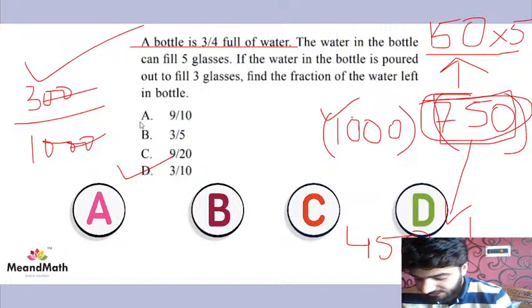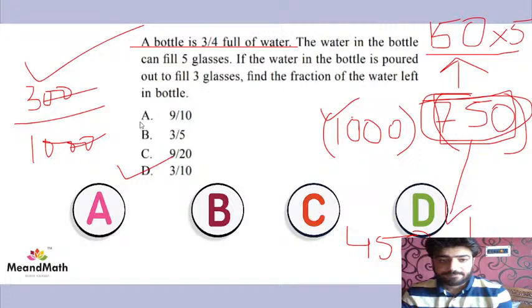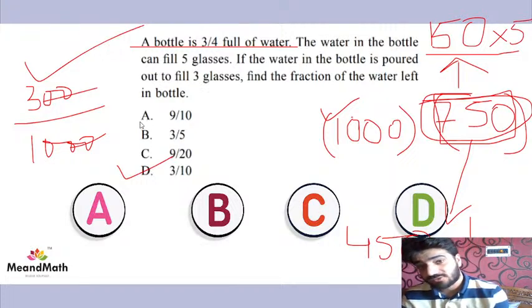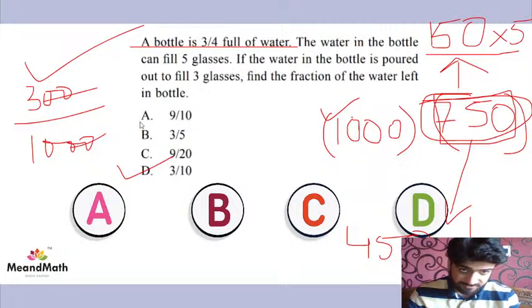Okay, Banishka, imagine to find the total out of the total capacity out of the 3 by 4. So bottle is 3 by 4 full of water. The water in the bottle can fill 5 glasses. If the water of the bottle is poured out to fill 3 glasses only, find the fraction of the water left in the bottle. I think this explanation will suit you the best.